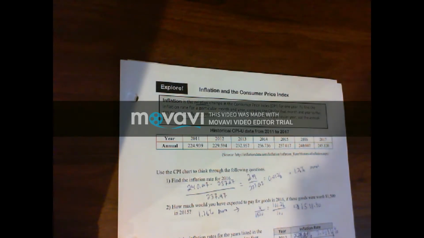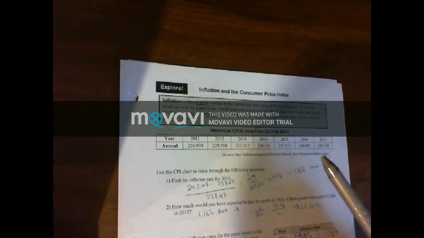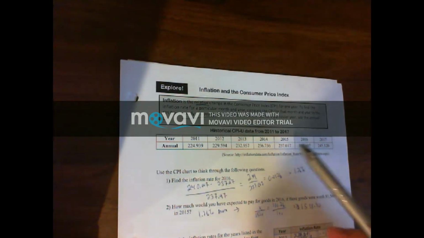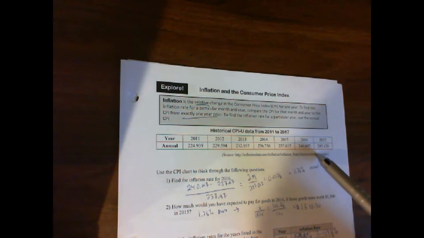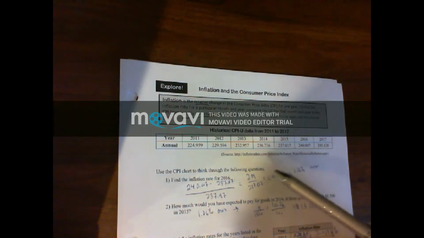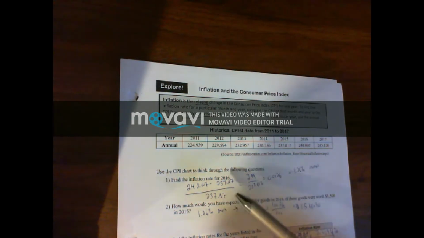If we're just given an inflation rate for just a year, we're just going to use the annual CPI to compare. And again, they're giving us the CPI data from 2011 to 2017. So we have 2011, 2012, and so on, CPI numbers. So we're going to use this CPI to think through the following questions. We're going to find the inflation rate for 2016.